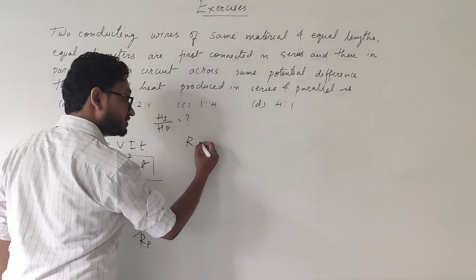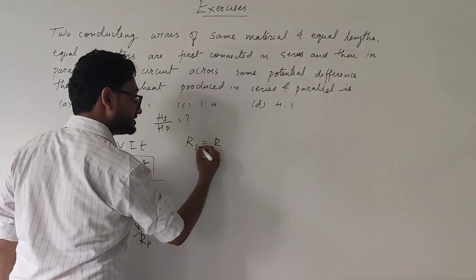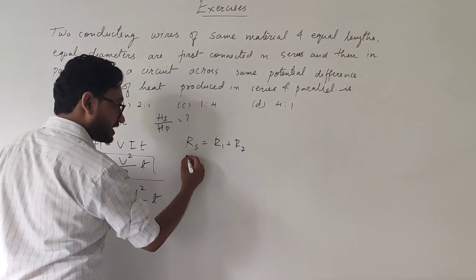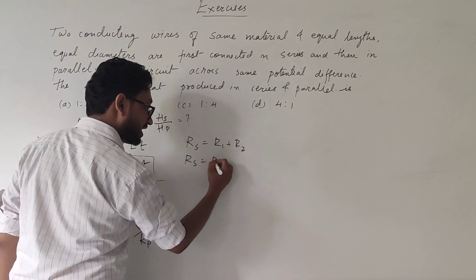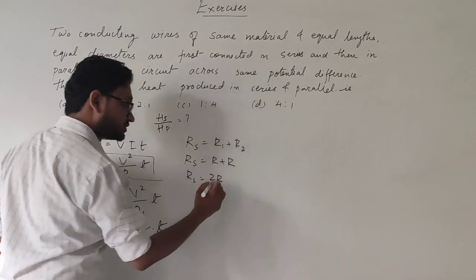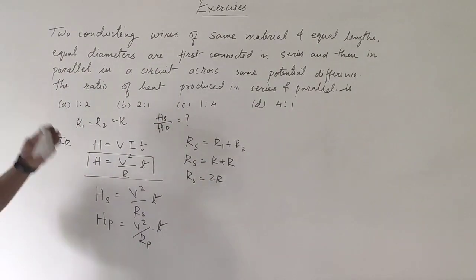Now series combination, we know that it is Rs is R1 plus R2. Now they both are having resistance R. So resistance in series is R plus R, that is series resistance is 2R. So the total resistance is 2R.